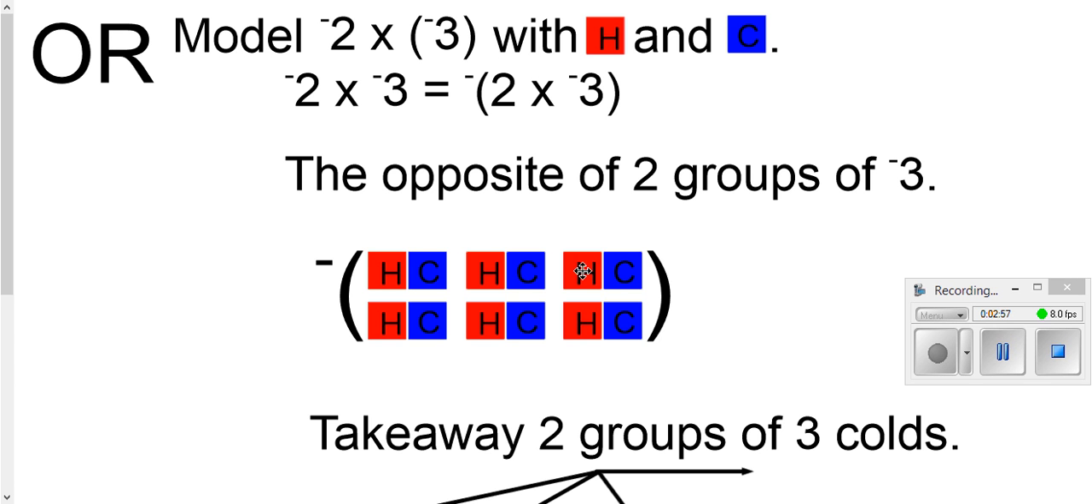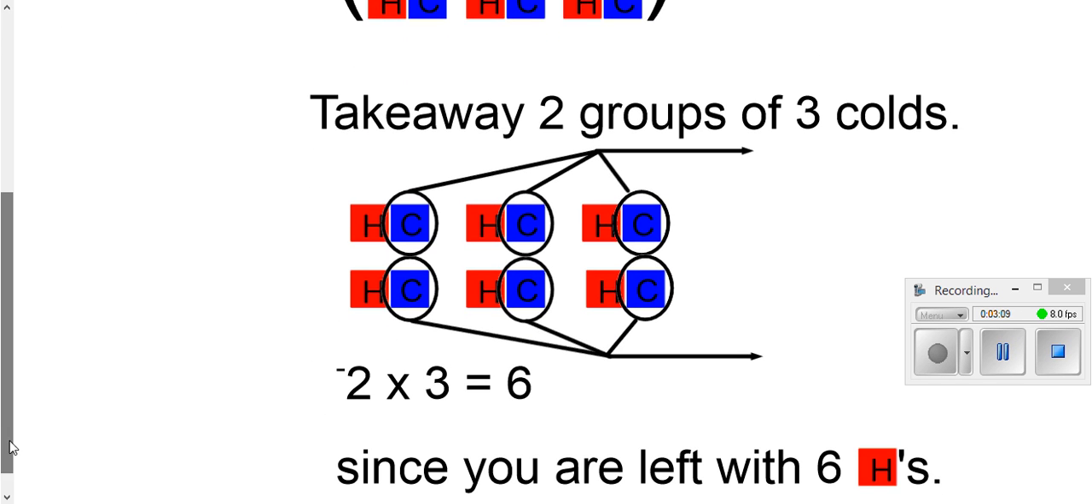So you have one group of 3 c's here, and then you have your second group of 3 c's here. And now taking away two groups of 3 colds, so you're going to grab your 3 colds from the top, pull them out, 3 colds from the bottom, pull those out, and what are you left with? You're left with a total of 6 of the h's, which would then represent +6.